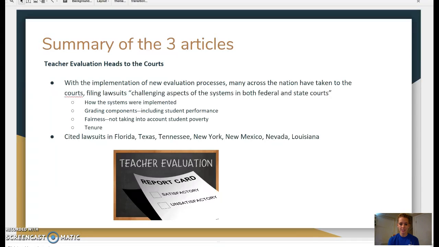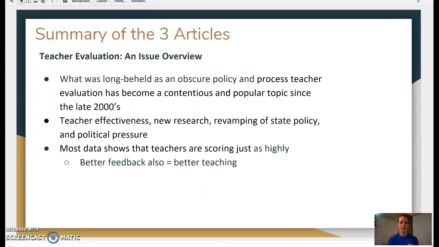The categories that these lawsuits fall under were about how the systems were implemented, grading components including student performance measures, and unfairness. Some of the court cases talked about not taking into account student demographics in teacher evaluations and if that's legal or not. And then, of course, tenure. If you are above 3 years or below 3 years, what does that mean for evaluation processes? The rest of the article focused on several court cases per state in Florida, Texas, Tennessee, New York, New Mexico, Nevada, and Louisiana.